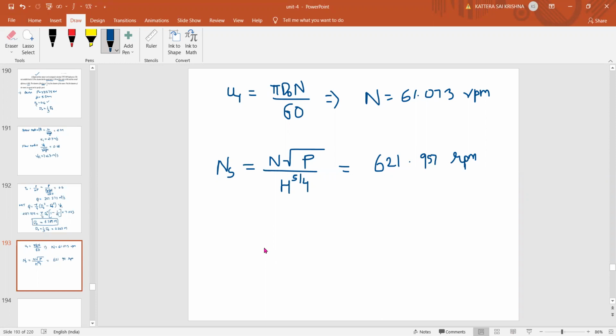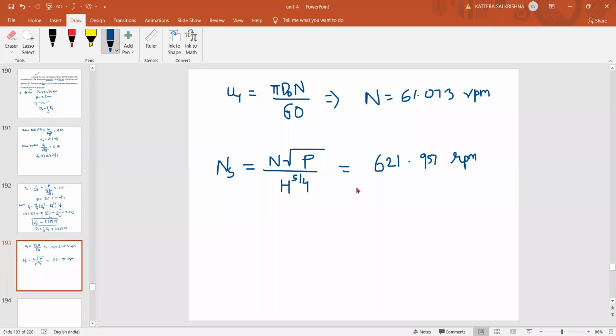Check whether it is 621 or 622. Approximately the same only. Just check whatever you are getting and write it; not that much change is there. 621.9 is almost equal to 622 only, no problem.